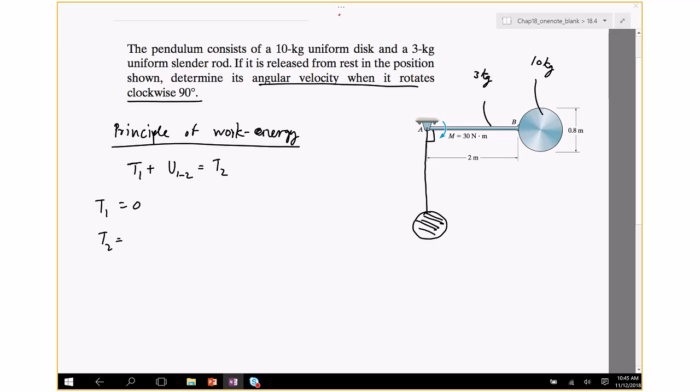T2. Okay, so for T2, we're going to first figure out whether this is pure translation, pure rotation, or general planar motion. Since the pendulum is rotating about one axis, it's a problem in pure rotation. So we need to find the inertia about A. So half I A omega square. So I'll have two parts to it. There is the rod, and then there is the disc.